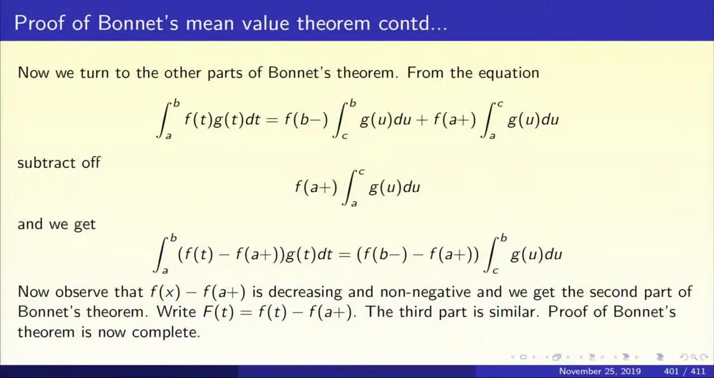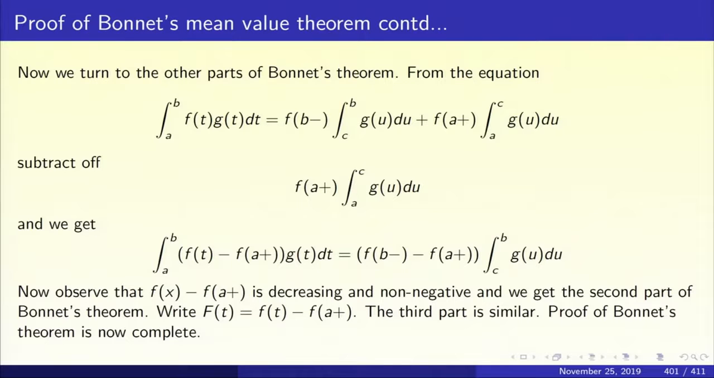Now, how to get the second and the third parts of Bonnet's theorem? Let us look at this equation: integral a to b f(t) g(t) dt equals f(b) minus times integral c to b g(u) du plus f(a) plus times integral a to c g(u) du. Let us subtract off a term from both sides. Let us subtract off f(a) plus times integral a to c g(u) du.